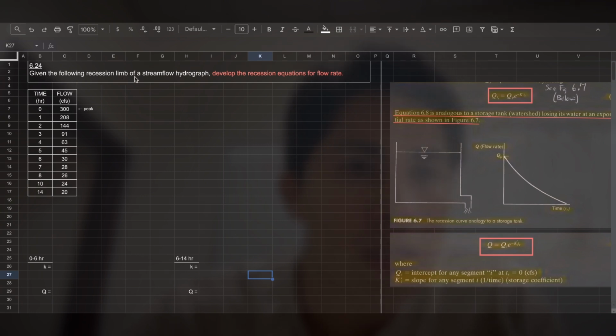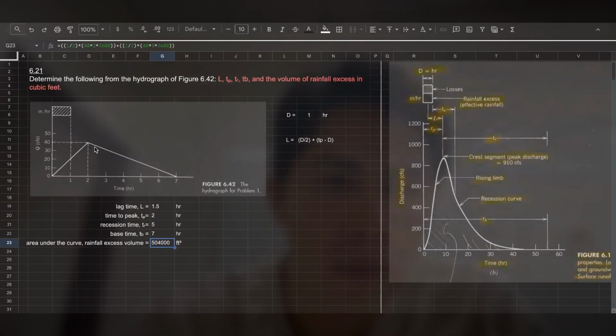6.24, given the following recession length of a streamflow hydrograph, develop the recession equations for flow rate. So all this is asking, if we go back to the previous problem, we need to find the equation of the line of the recession curve, which is once you get to the peak all the way down to when there is no more water running off.